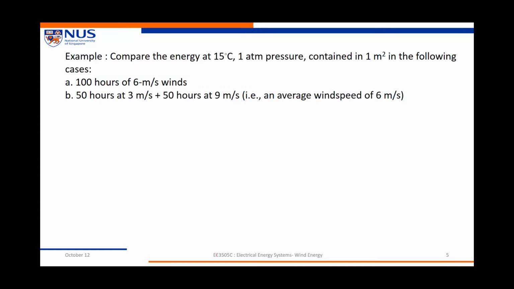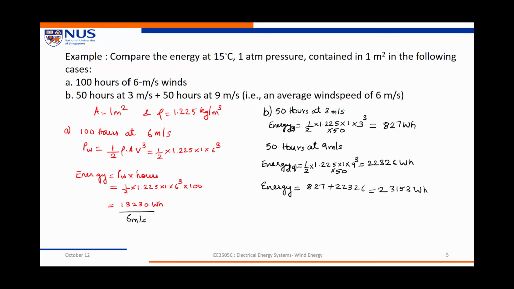Now let's solve an example to understand the power in the wind, using two cases here. Though the average wind speed is the same in both cases, here we have 6 meter per second, and here we have 3 meter per second and 9 meter per second. So the average in both cases is 6 meter per second. But in the second regime with two different wind speeds, a lower and a higher wind speed, we see that this produces 75% more energy compared to the constant wind speed.